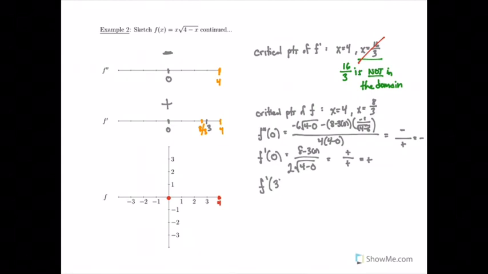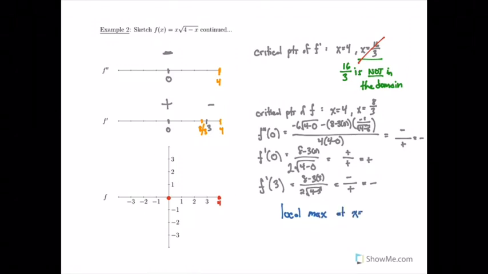And f prime of 3 will give us 8 minus 3 times 3, over 2 square root of 4 minus 3. That is a positive on the bottom, negative on the top. We have a negative on that interval. So this means that we have a local max as we go from increasing to decreasing at x equals 8/3.